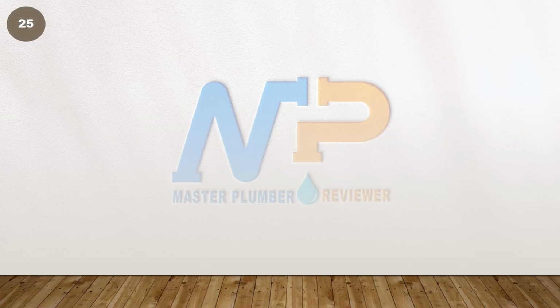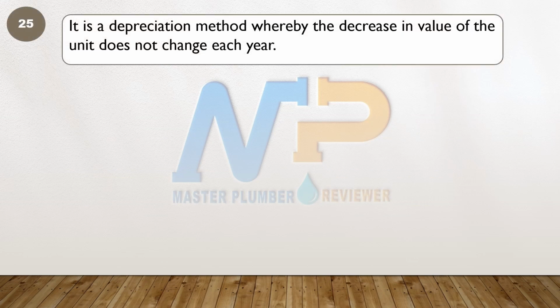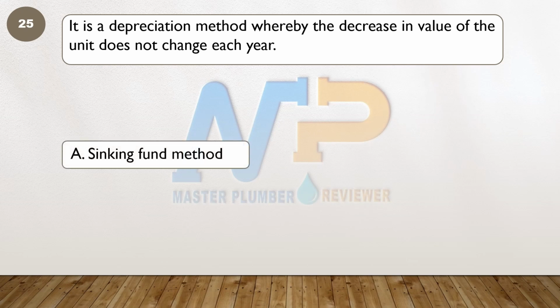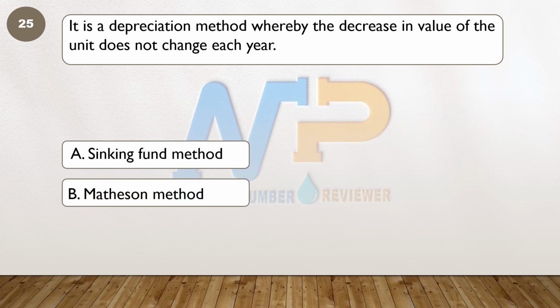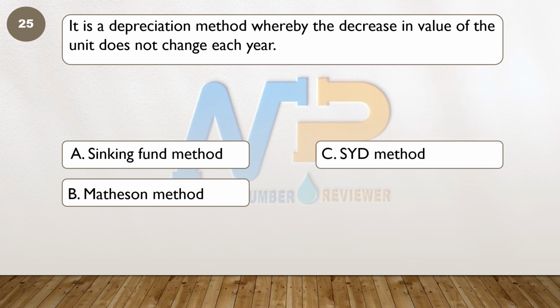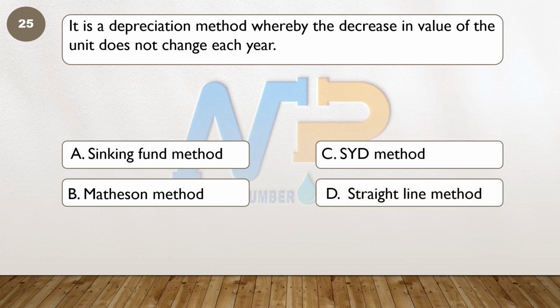Number 25. It is a depreciation method whereby the decrease in value of the unit does not change each year. A. Sinking fund method, B. Matheson method, C. SYD method, D. Straight line method. The answer: it's D. Straight line method.